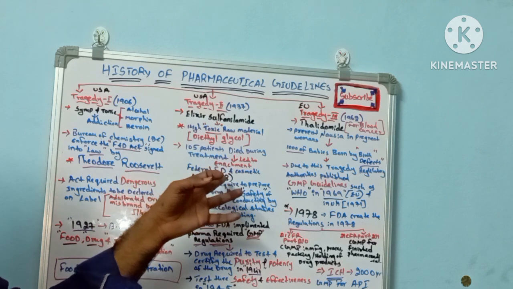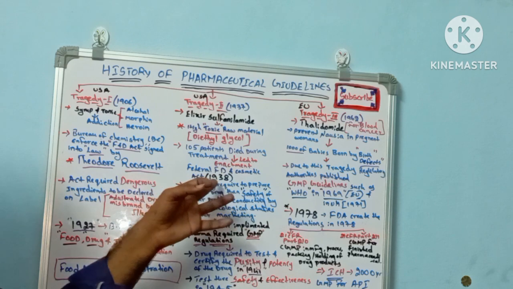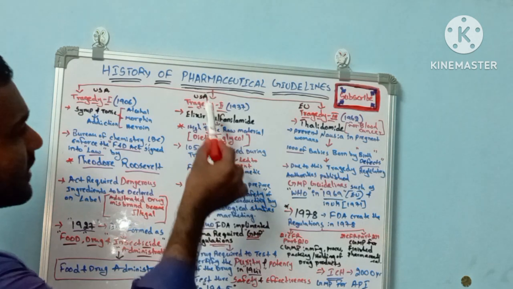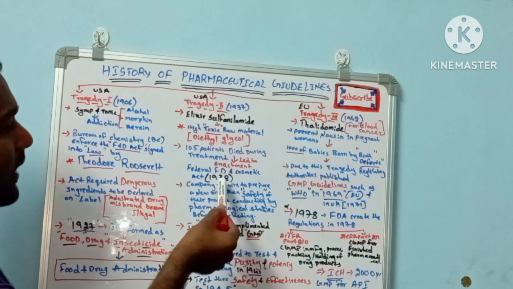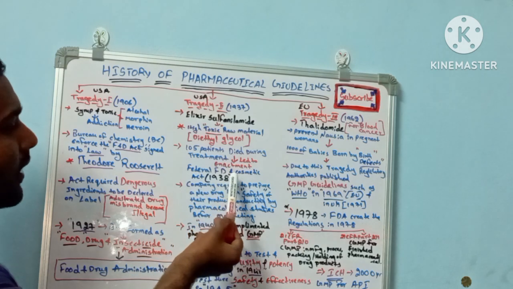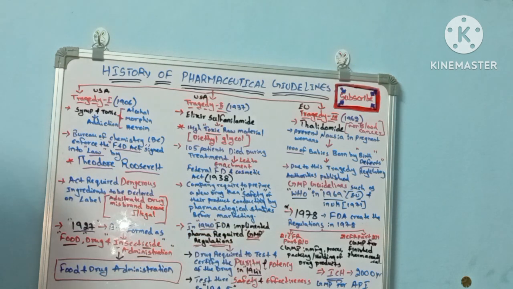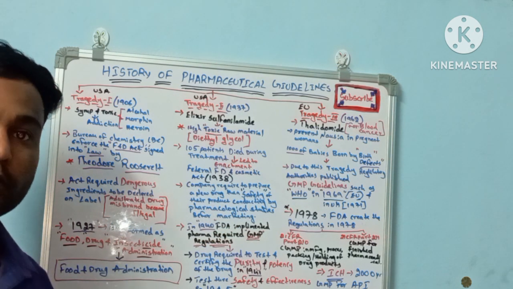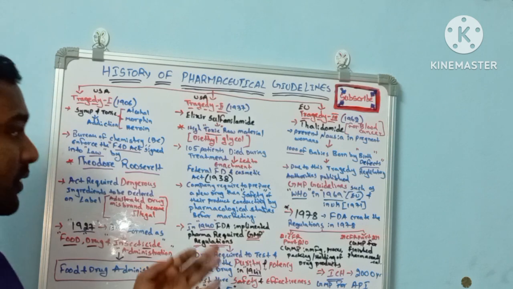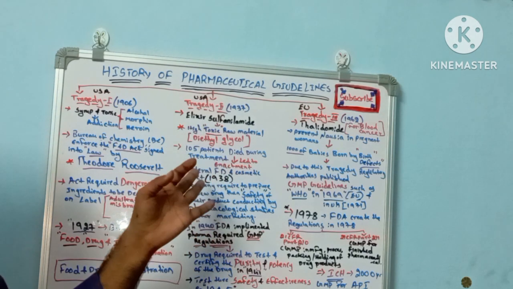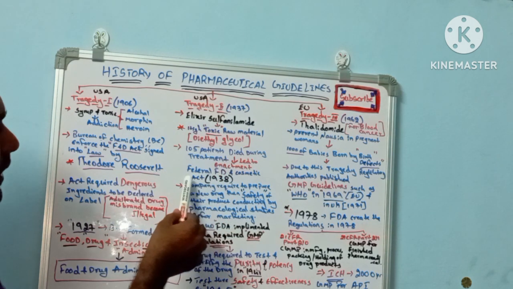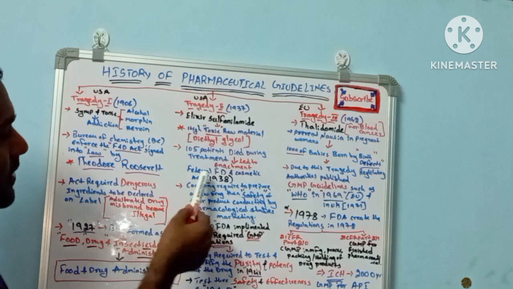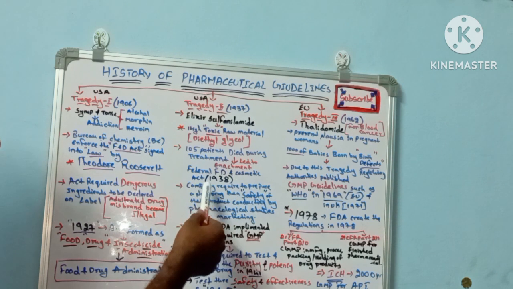Because of these deaths, the Federal Food, Drug and Cosmetic Act was formed in 1938. After this incident, this Act was formed in 1938. What did this Act say? If you are manufacturing any drug-related product, it should follow the guidelines. If you do not follow the guidelines, action will be taken against that company with reference to the Federal Food, Drug and Cosmetic Act.